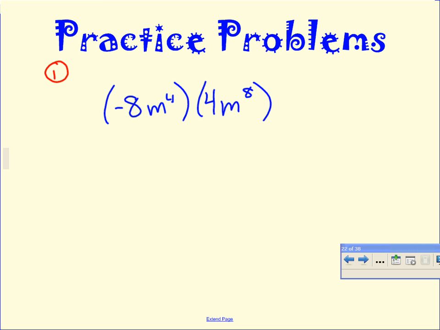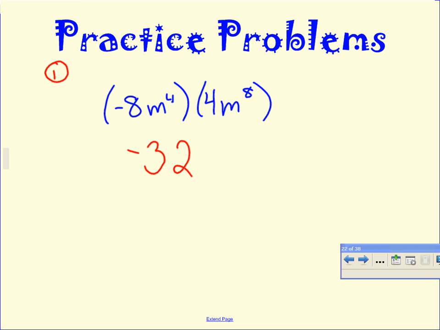All right, so negative 8m to the 4th times 4m to the 8th. Here's where some of you guys got confused. What do we do with that negative 8 and the 4, the coefficients there? Matt, what do you think we do with that negative 8 and the 4? No idea? Amy, any idea? Good, multiply them. So first thing you need to do is multiply the coefficients.